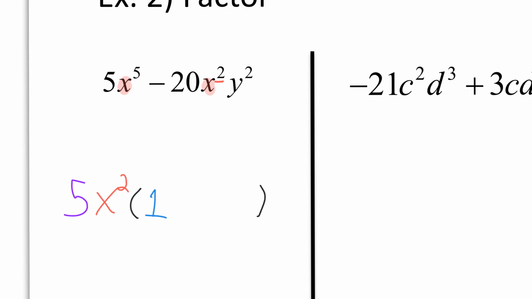So let me just give you a visual here. X to the 5th power is x, 2, 3, 4, 5. And you take out 2 x's. So I'm just going to cross out 2 right here. Okay, so how many do we have left? We have 3. So we have x to the 3rd power. Now you move on to the next one, and the next one is minus 20. So you divide negative 20 by 5, and that's going to be negative 4.